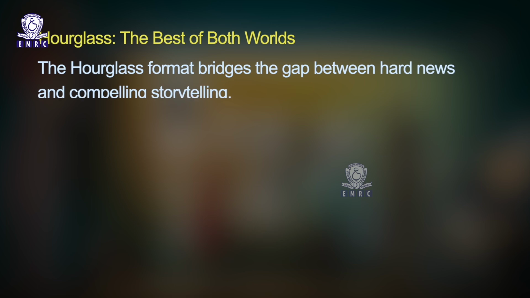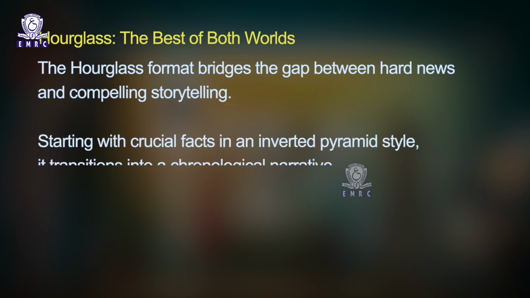The hourglass format bridges the gap between hard news and compelling storytelling. It starts with crucial facts in an inverted pyramid style, then transitions into a chronological narrative. This middle section adds human interest or deeper context, creating an emotional connection with readers.